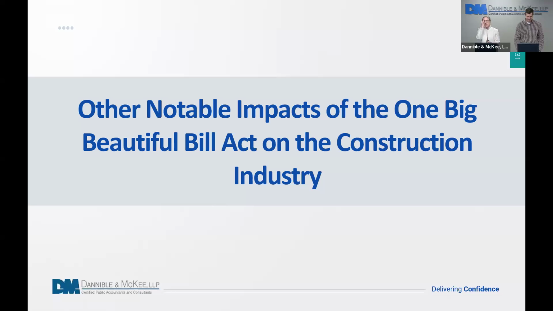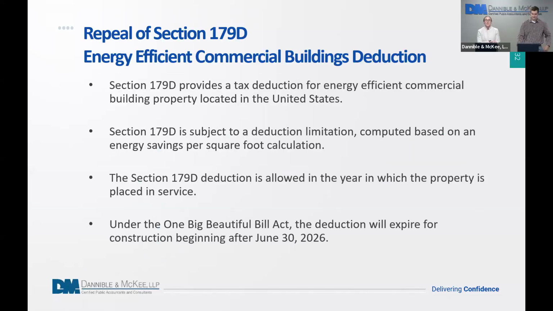Okay, so now I'm going to get into some other notable impacts of the One Big Beautiful Bill Act, specifically targeting the construction industry. One item of note is that the Section 179D deduction has been repealed. That deduction provides a tax deduction for energy efficient commercial buildings located in the United States. It's subject to a deduction limit, which is calculated based on an energy savings per square foot calculation. It's allowed for the year that the property is placed in service. So this deduction will expire for construction beginning after June 30th, 2026.